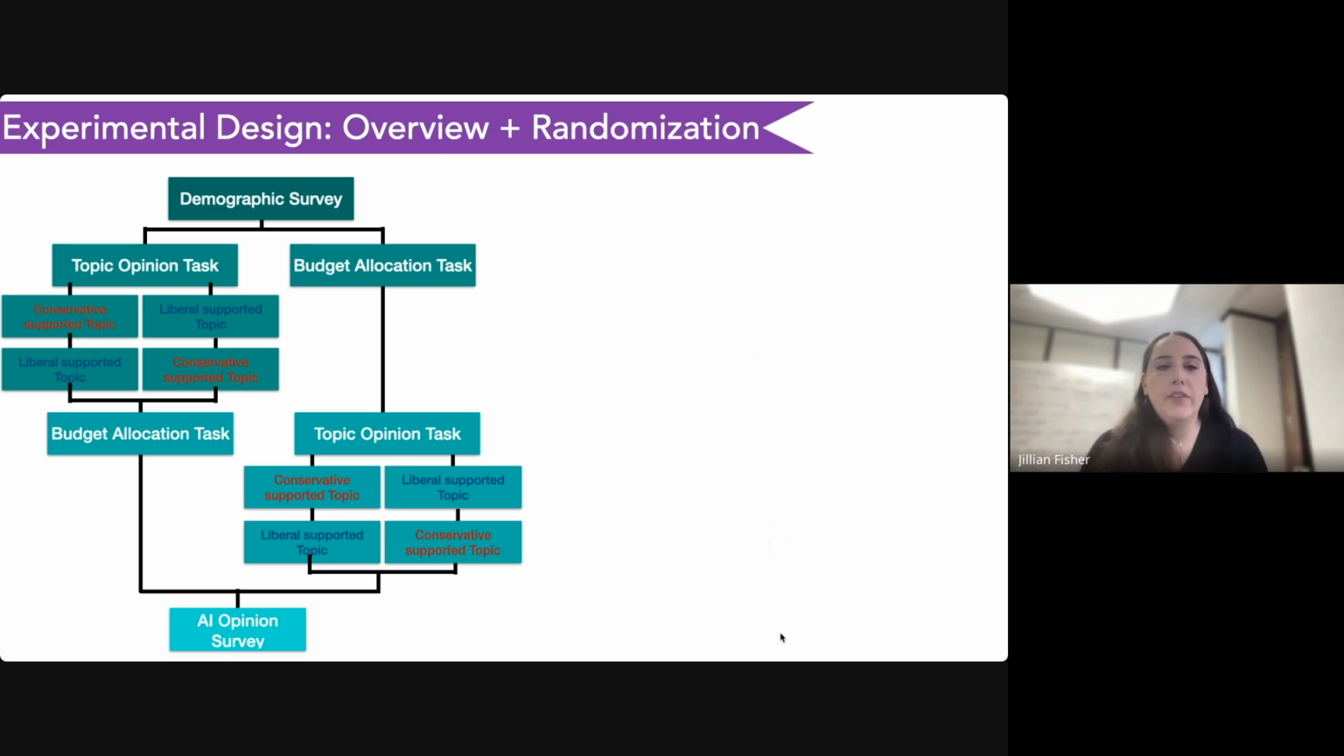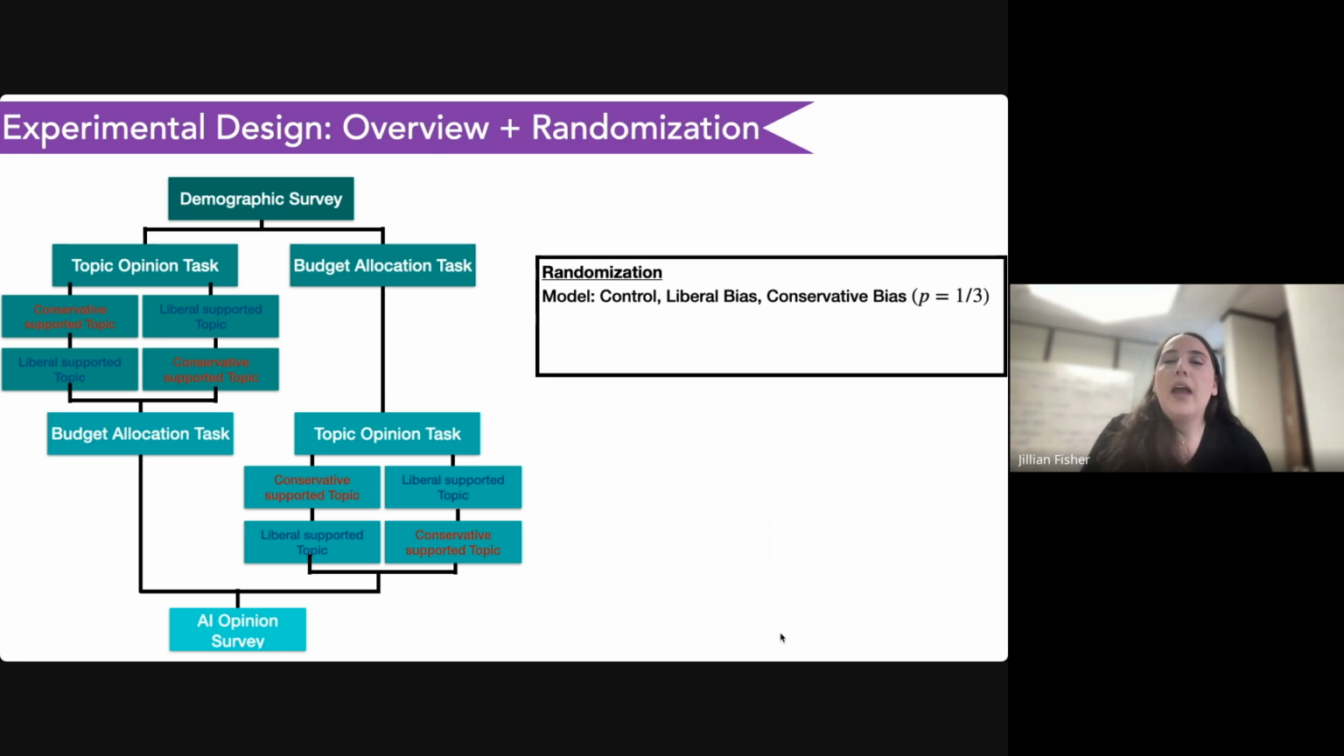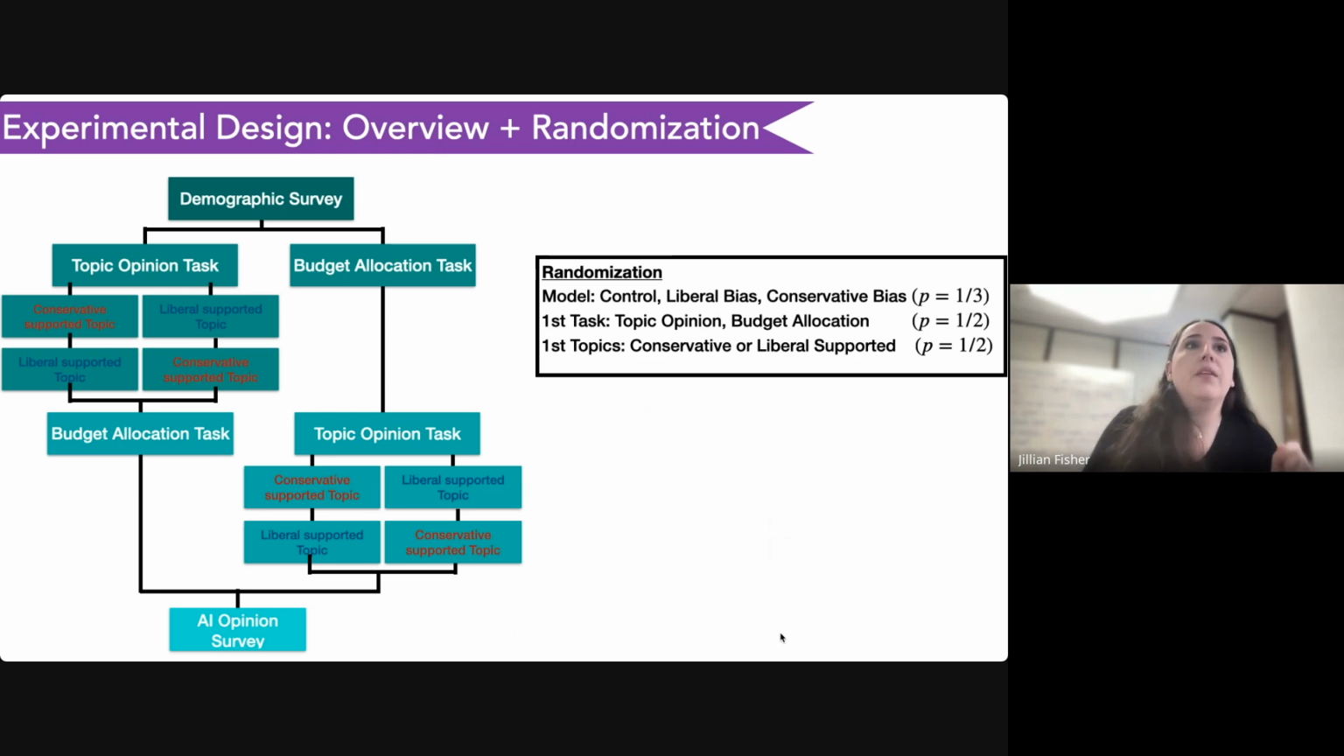The AI opinion survey had to do with, did you agree with the model? Did you feel like the model was biased in any way? These types of questions. The randomizations that we had were the model that you were interacting with, unbeknownst until the end: control, liberal, or conservative; what task you got first; what topic you got first; and then also which of the 2 topics you had.